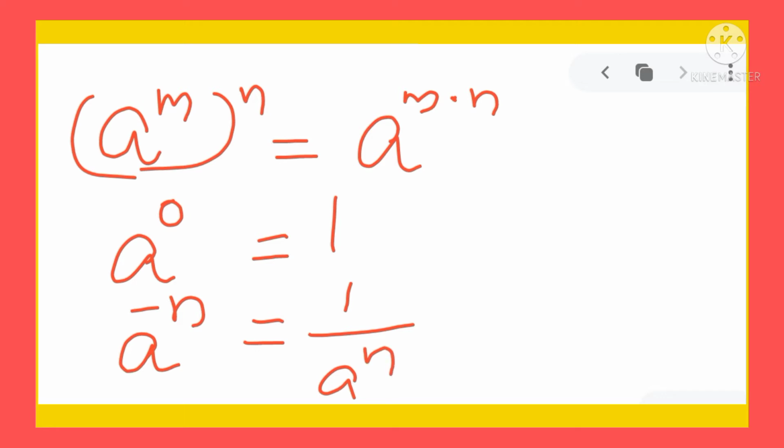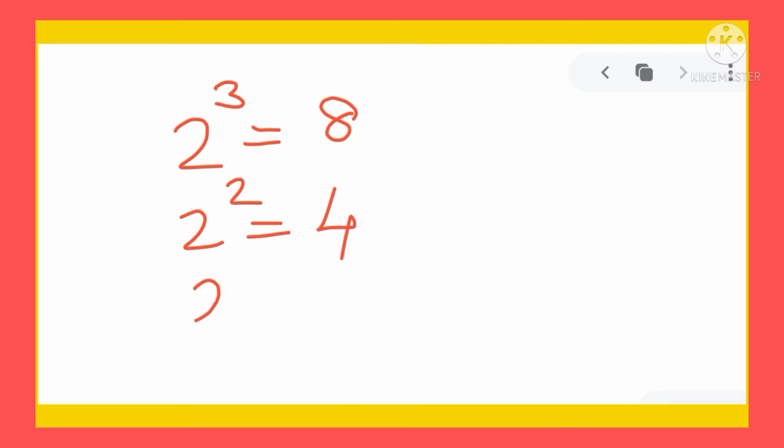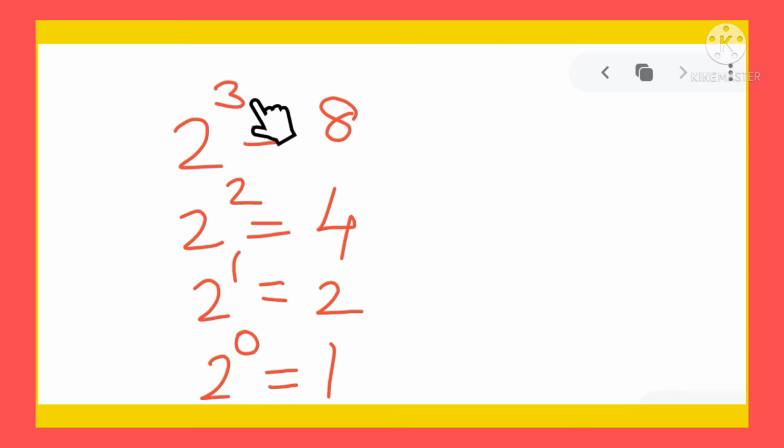So these are the basic laws that we already know, and we want to study more about this one. That is a raised to minus n is equal to 1 by a raised to n. How do we get that one? For example, we know 2 raised to 3 is equal to 8. 2 raised to 2 is equal to 4. 2 raised to 1 is equal to 2. Then 2 raised to 0 is equal to 1.